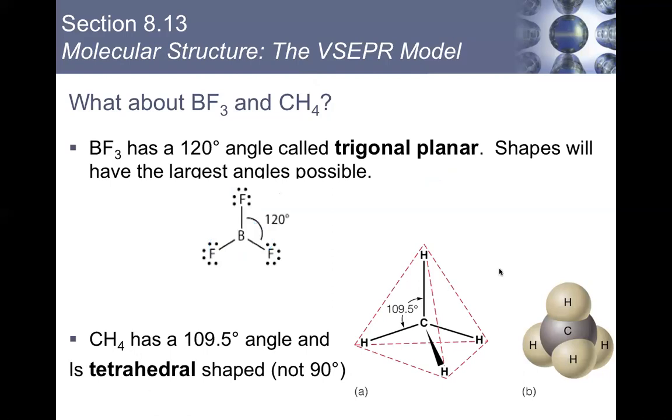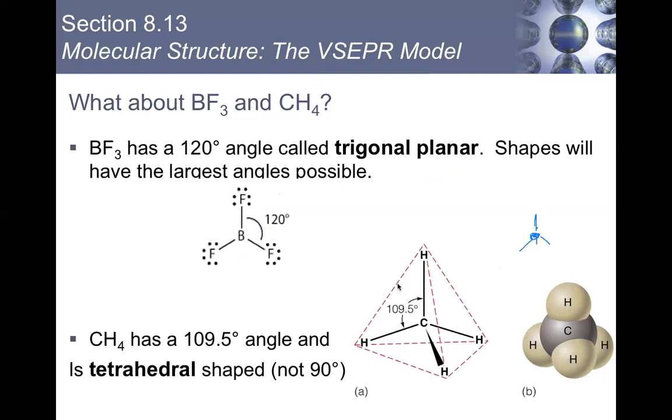Tetrahedral is when you have 4 domains. You have to remember this is 3-dimensional. You have a central atom, you have one up, you have one sort of coming out towards you, and then you have them coming out the back. And so it looks like this bottom one here.